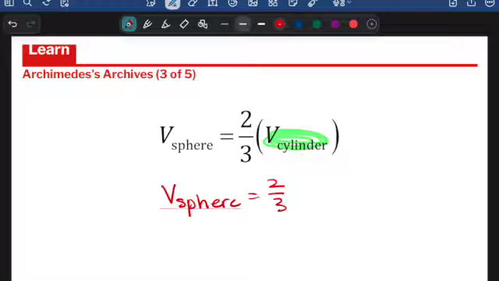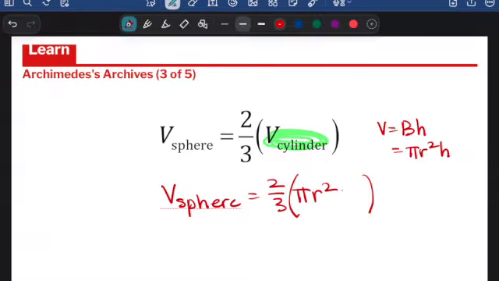So we know that the volume of a cylinder is the area of the base times the height, and the base of the cylinder is a circle. So then what is the area of a circle? Well, the area of a circle is pi times r squared, we know this, times height. So the volume of the cylinder we can replace inside the parentheses would be pi times r squared times the height. Okay?